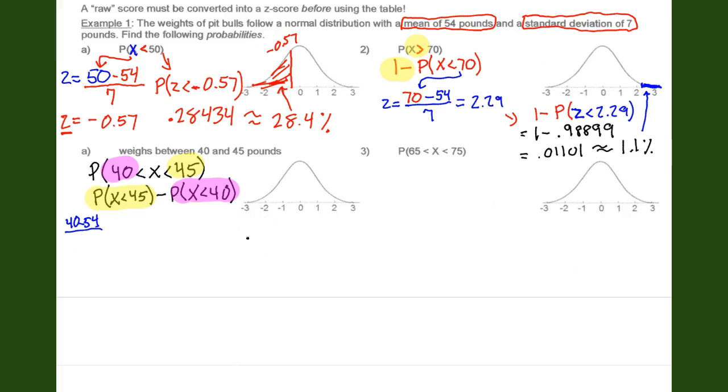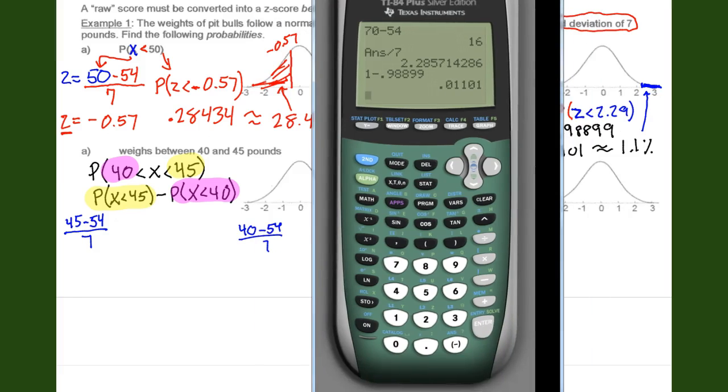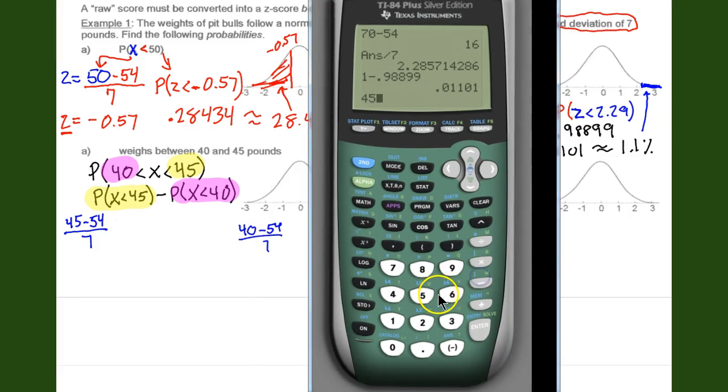Oh no, 45 actually. 45 minus 54 divided by 7. For this one, that's 45, and for this one it's 40. 40 minus 54 divided by 7. There we go. 45 minus, oh, I did it again. 40. Oh yeah, that's right. 45 minus 54, negative 9, divided by 7, negative 1.29.